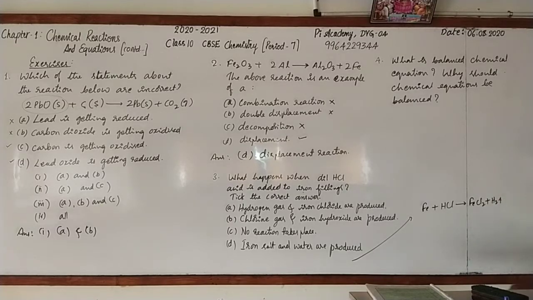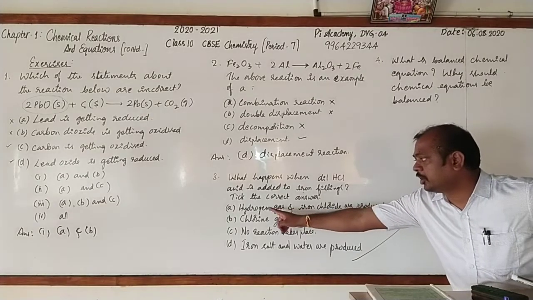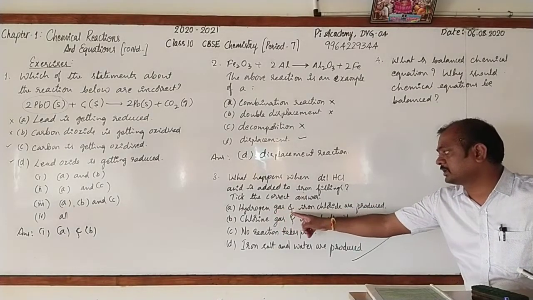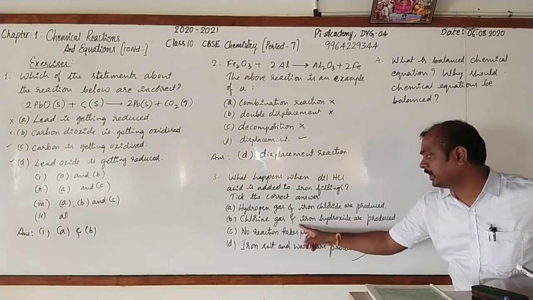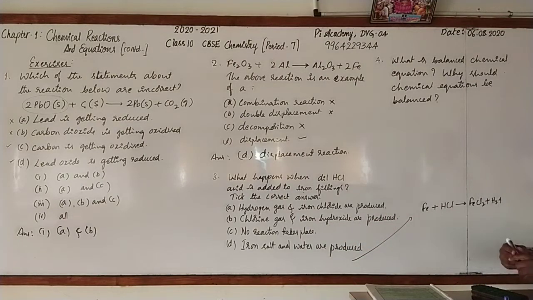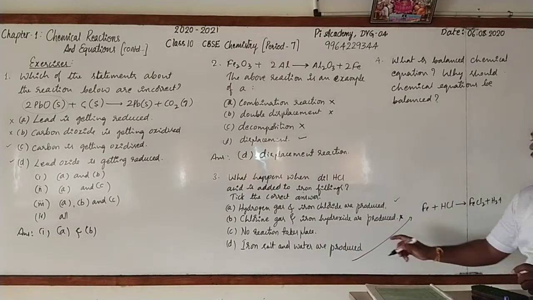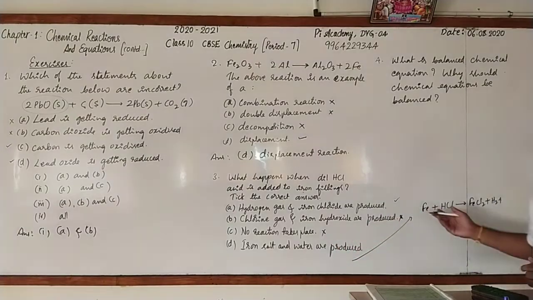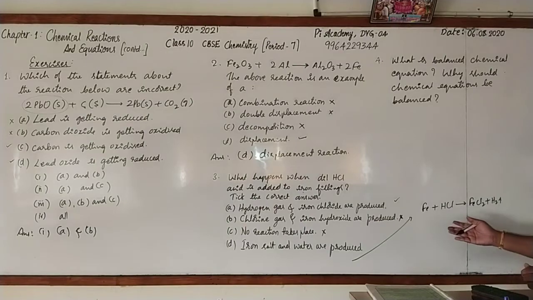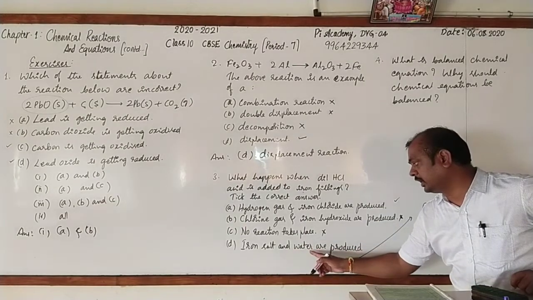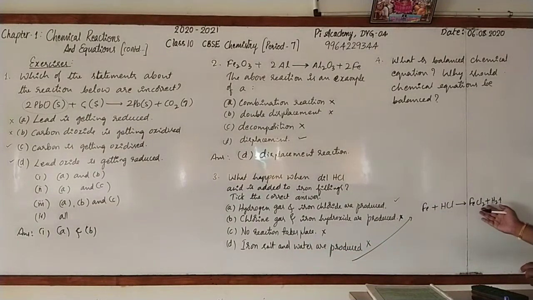Is it not? Now see that. Option A: hydrogen gas and iron chloride are produced. Then chlorine gas and iron hydroxide are produced, which will not come. No reaction takes place? Here actually a reaction takes place because metals react with acid. Iron salt and water are produced? No, because it is not a neutralization reaction. So the first option is right.